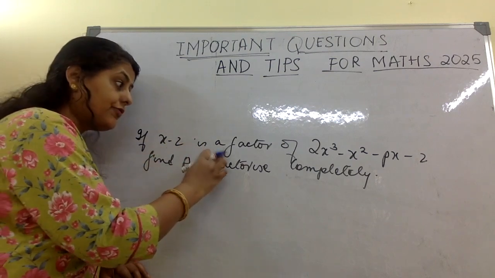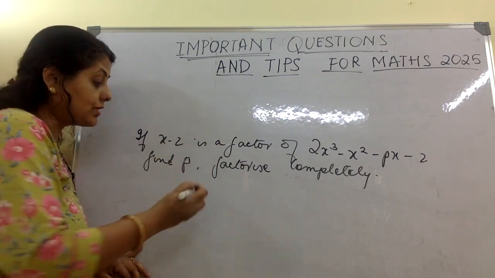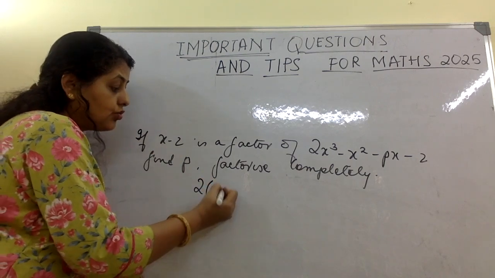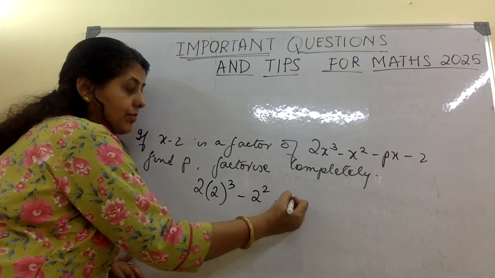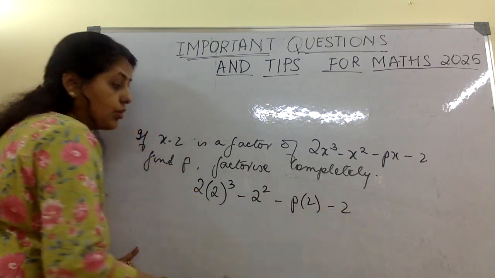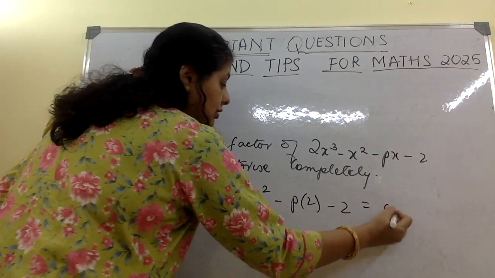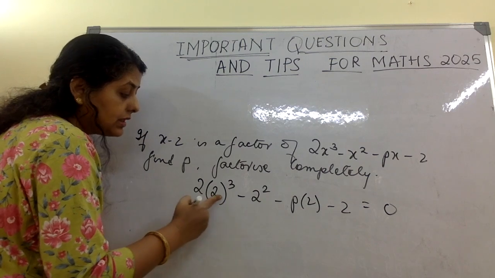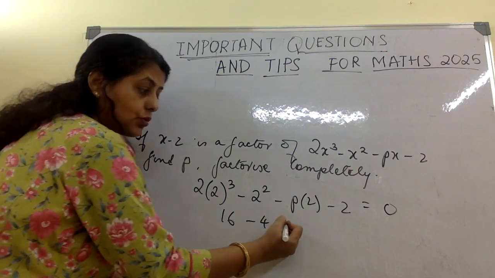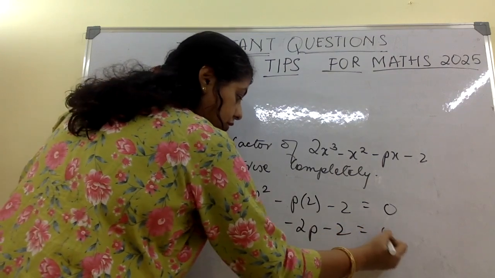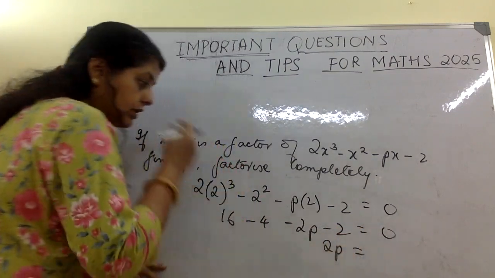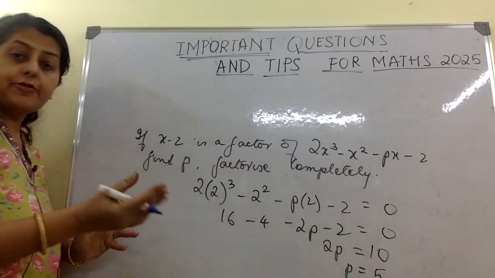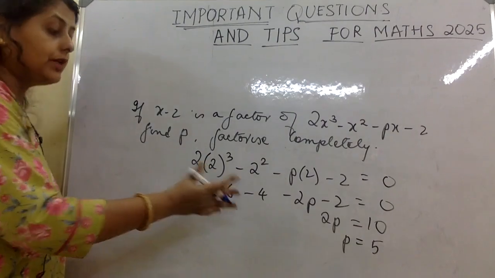So x minus 2 is a factor. If they have told x minus 2 is a factor, we will substitute 2, where x minus 2 is equated to 0. 2 cube minus 2 square minus p into 2 minus 2, and if it is a factor, the remainder has to come to 0. Now here we'll form a linear equation in p and quickly find the value of p. This is 2 to the power 4, 16 minus 4 minus 2p minus 2 is equal to 0. 2p is equal to 10, p is equal to 5. We got the value of p here.